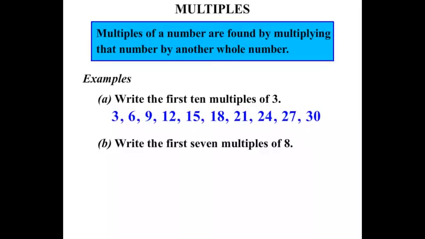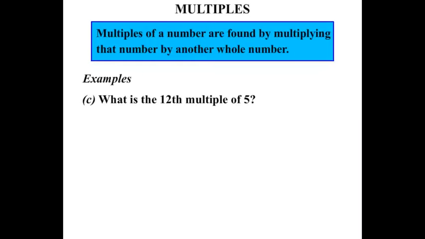Write the first 7 multiples of 8. So we go through our 8 times tables. 8 1s are 8. 8 2s are 16. 8 3s are 24. 8 4s are 32. 8 5s are 40. 8 6s are 48. And 8 7s are 56. Alright, we stop there because we only wanted the first 7 multiples.